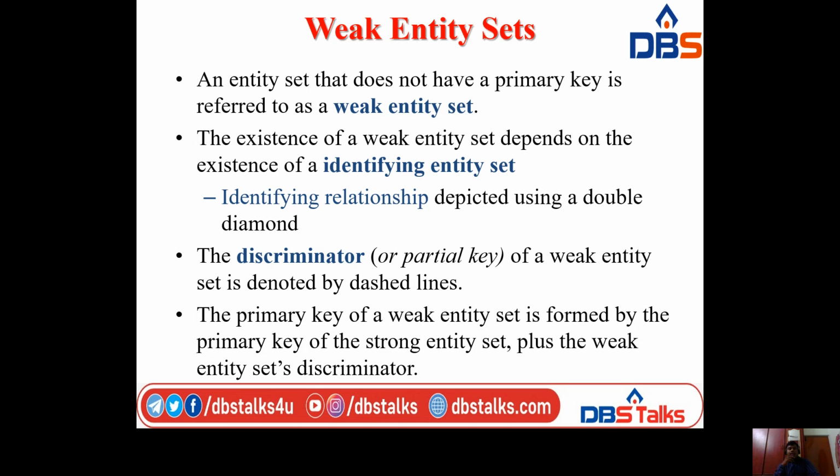Now, the primary key of a weak entity set is formed by the primary key of the strong entity set plus the weak entity set's discriminator. Here we are seeing how the primary key of the weak entity set is formed: the primary key of the strong entity set plus one discriminator from the weak entity set. So the primary key of the weak entity set is the combination of the primary key of the strong entity set plus the discriminator.